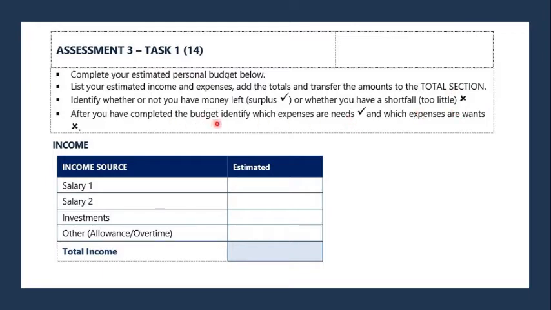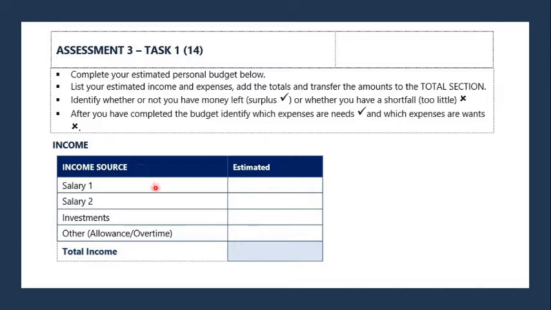After you've completed the budget, identify which expenses are needs, which of course is first, that's correct, and which expenses are wants, which is a cross, not that it's wrong, but it's secondary. Income, we're talking about brutto income before deductions, because we're going to look at deductions still.